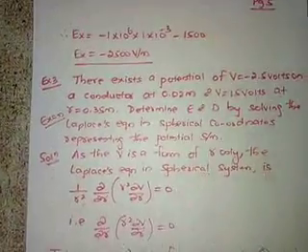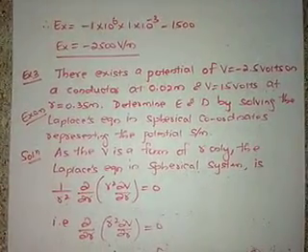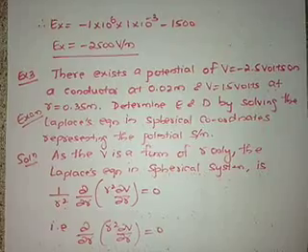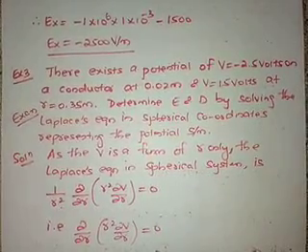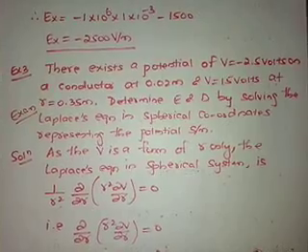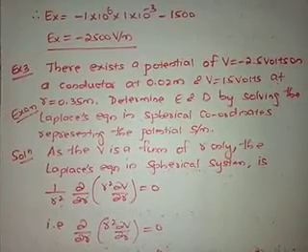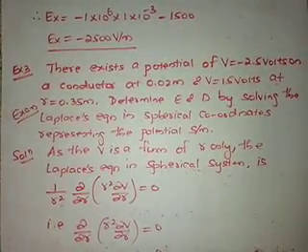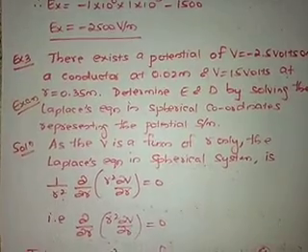One more example, example 3. There exists a potential of V equal to minus 2.5 volts on a conductor at 0.02 meter and V equal to 15 volts at R equal to 0.35 meter. Determine E and D by solving the Laplace equation in spherical coordinates representing the potential system.